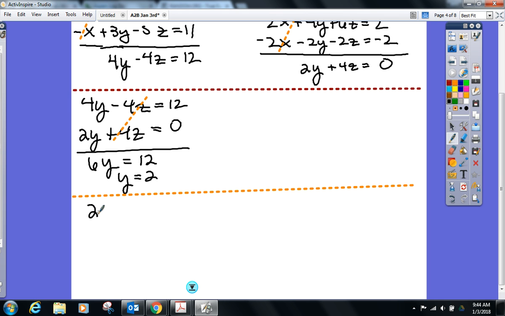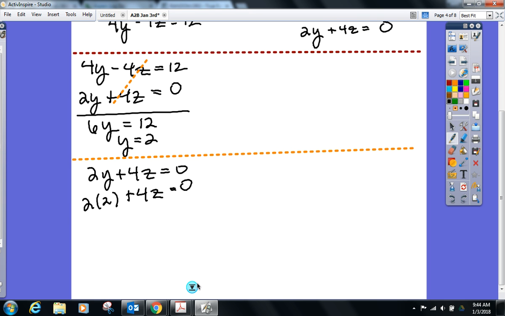Okay, so I'm going to take 2y plus 4z equals 0. Substitute in 2, right? Go ahead, solve for z. z equals negative 2/3 there.